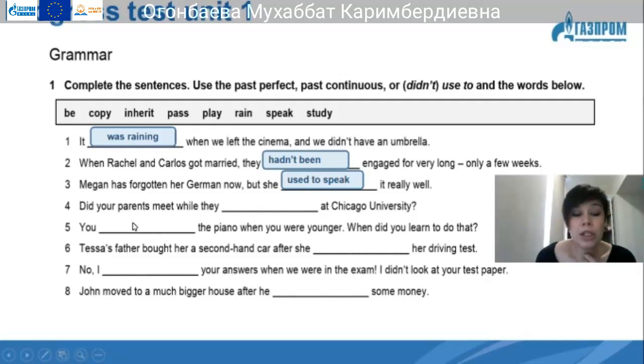Okay. Did your parents meet while they were at Chicago University? Past simple.